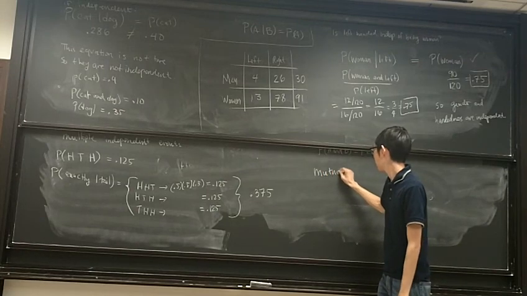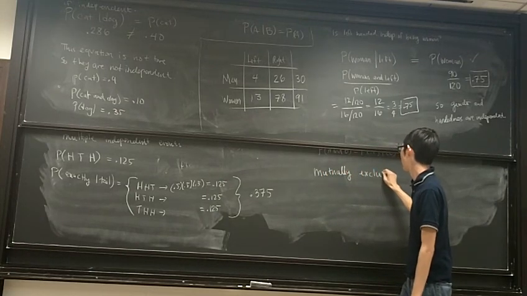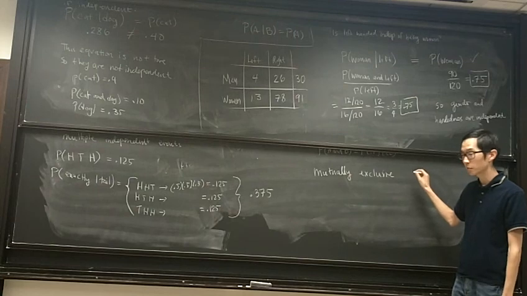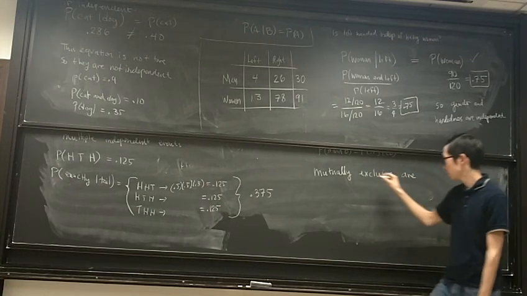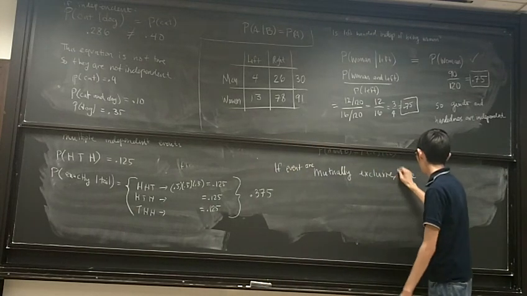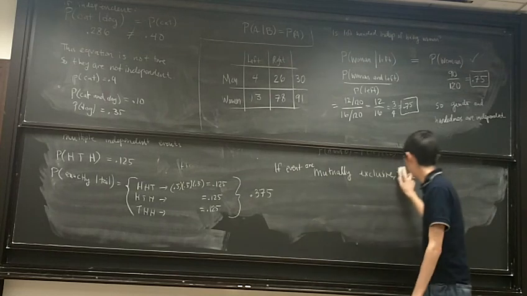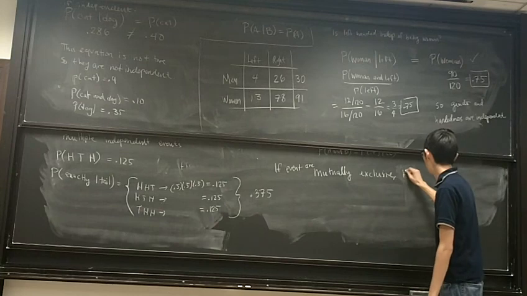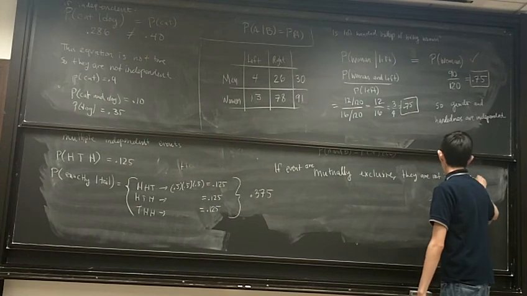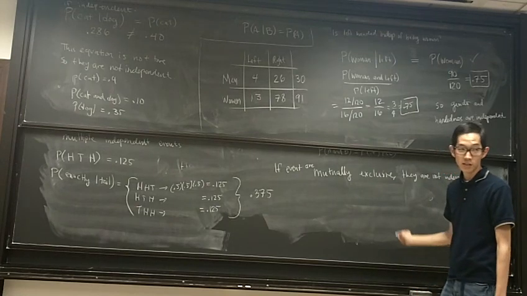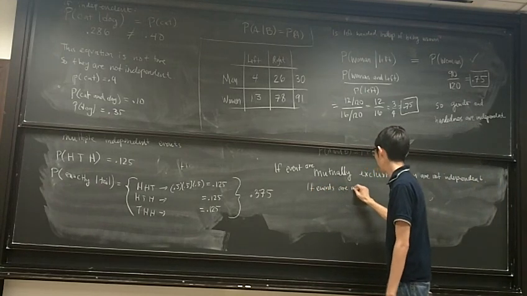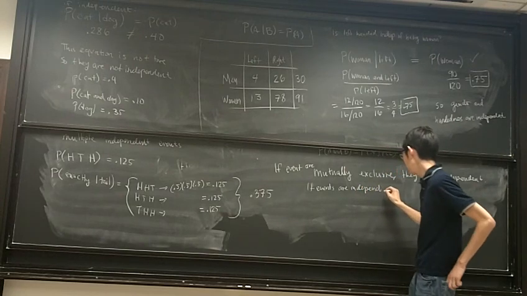So, mutually exclusive events. If you know two things are mutually exclusive, you know for sure they are not independent. If events are mutually exclusive, they are not independent. And if two events are independent, they are not mutually exclusive.